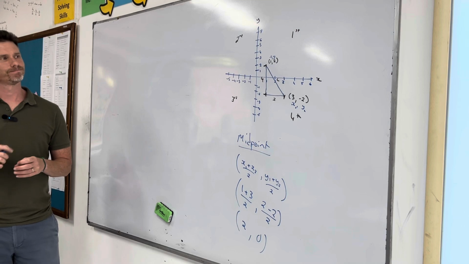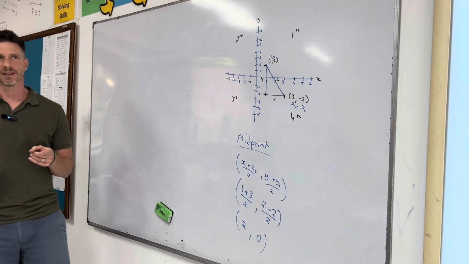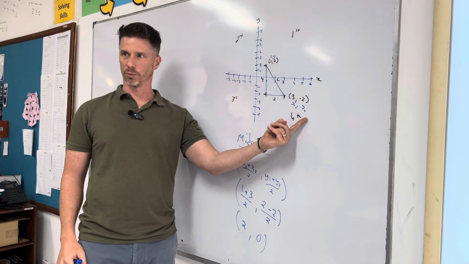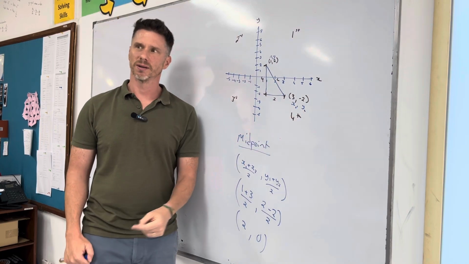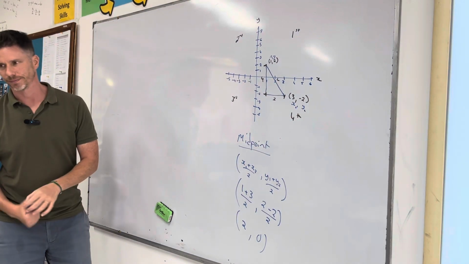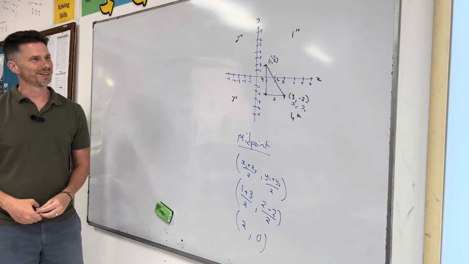3 could be x1, as long as you stick to it. If you call this one 1, call the other one 2. It can't be x1, y2 in the same pair. You've got to keep it the same way around. Ozzy finds this interesting.